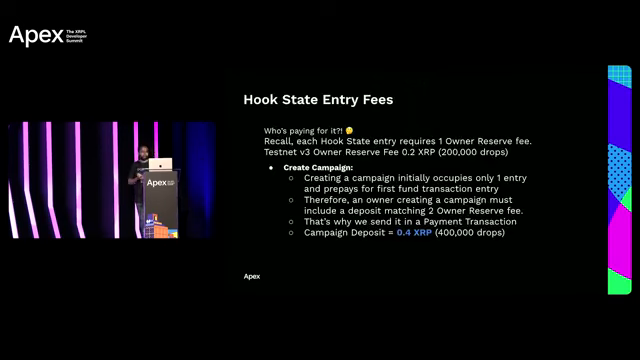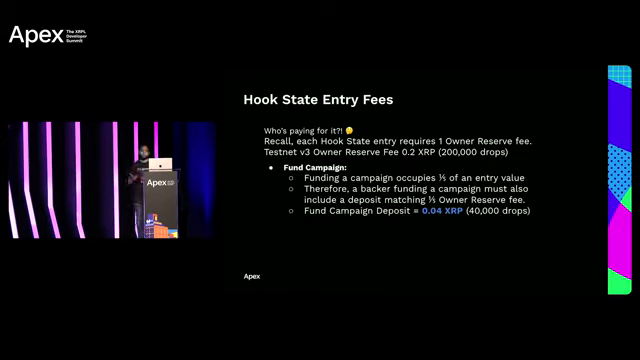And so the hook state entry fees. Recall each entry requires 1 owner reserve fee, and currently on the testnet, the owner reserve fee is 0.2 XRP, so very small. So creating a campaign initially requires 2 entries. The first entry is to store the general info about the campaign, and then it prepays for the first fund transaction entry. That goes to a total of 2 owner reserve fees, which equates to 0.4 XRP. So it's very cheap for a creator to pay as a campaign deposit.